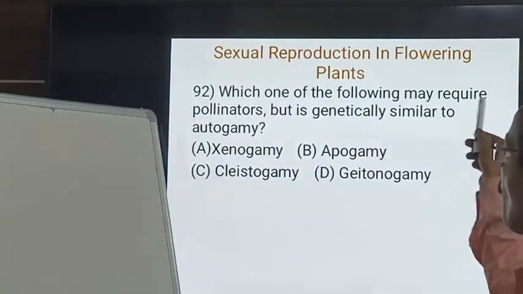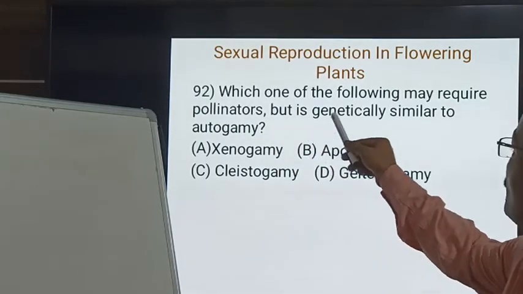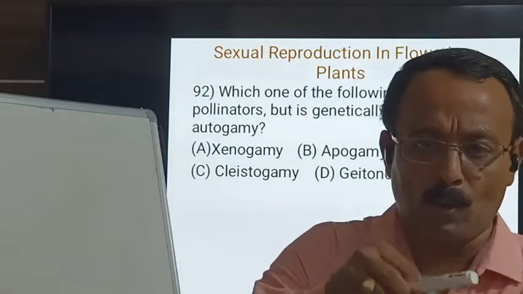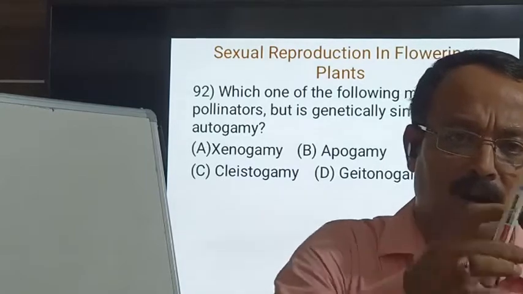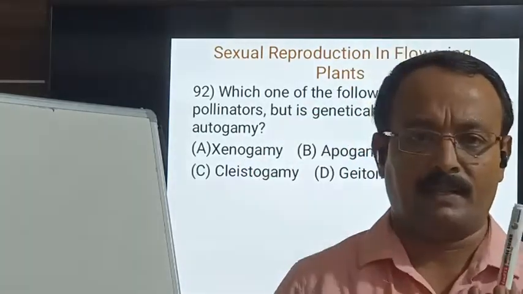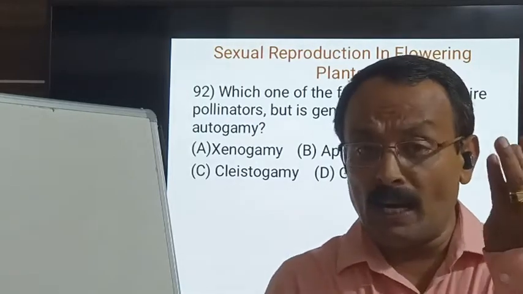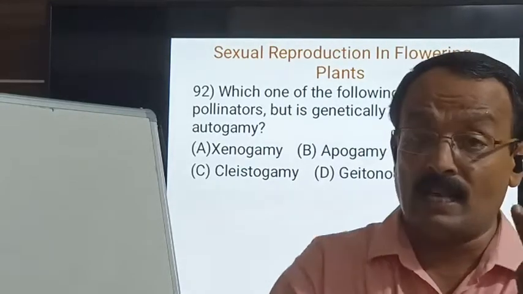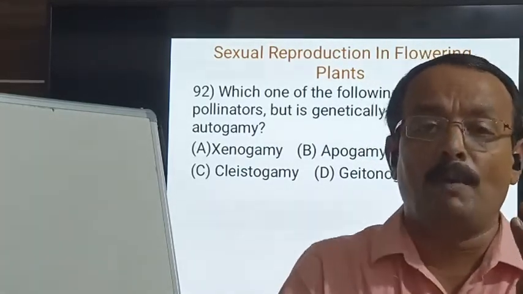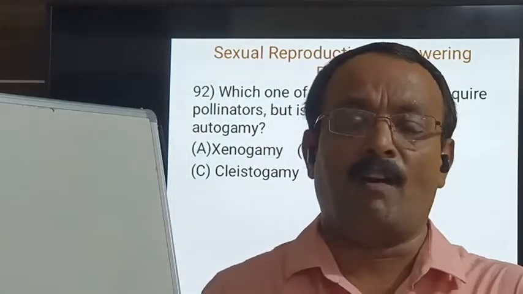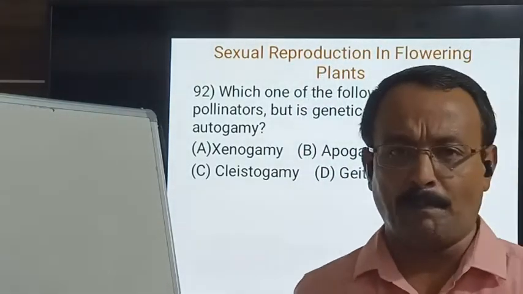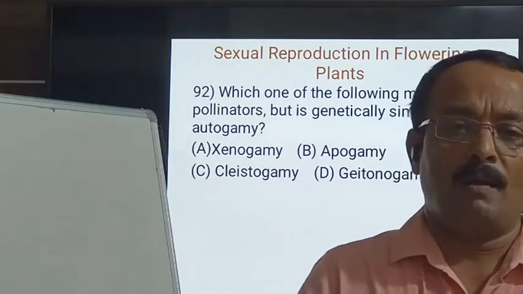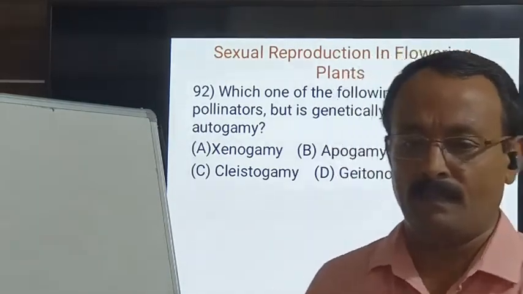Which one of the following may require pollinators but is genetically similar to autogamy? See, in autogamy, the pollen grain produced on the anther of a flower is shed on the stigma of the same flower. But in geitonogamy, the pollen grain produced in one flower is shed on the stigma of another flower borne on the same plant, and most of the time it needs the aid of a pollinator. It may be a biotic or abiotic pollinator. But this doesn't bring about genetic variability because both the flowers are borne on the same plant. Next one.